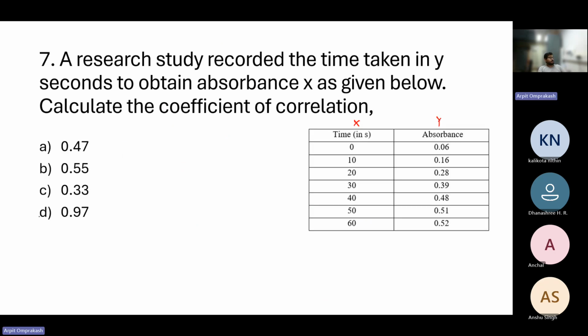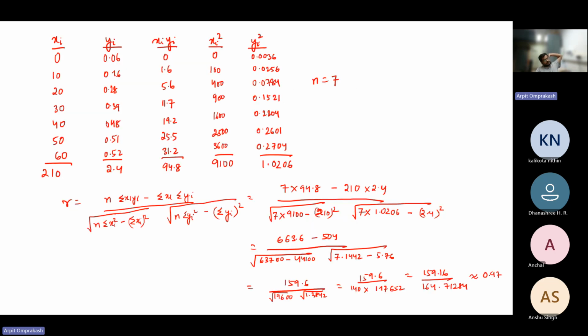Answer here will be option D, 0.97. So again, what we did was we took xi, we took yi, we calculated xi yi, we calculated xi square, we calculated yi square, and then we basically took the sum of all of it and we put it into this formula.